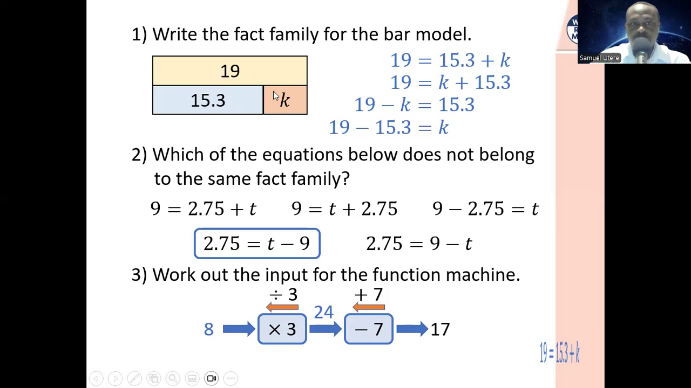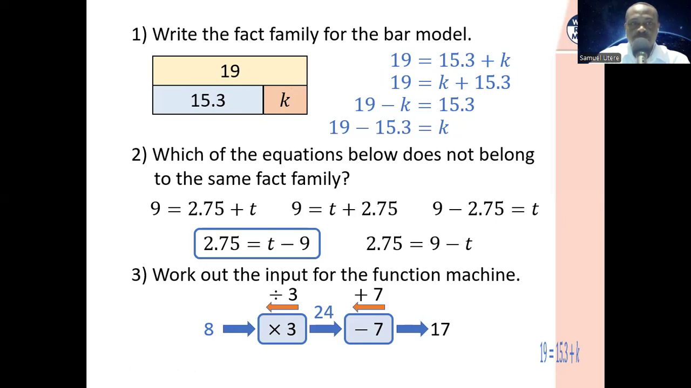If you don't know what that word means, you may need to go and watch our earlier videos, but I'll tell you, commutative means it doesn't matter. Addition is commutative. It doesn't matter how we swap the K and the 15.3 around. You can see here, they're the same thing. Okay, we have done the addition facts.